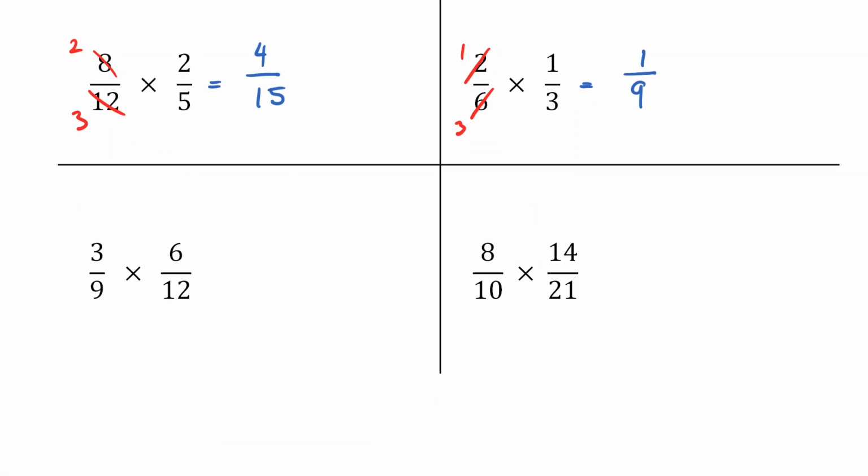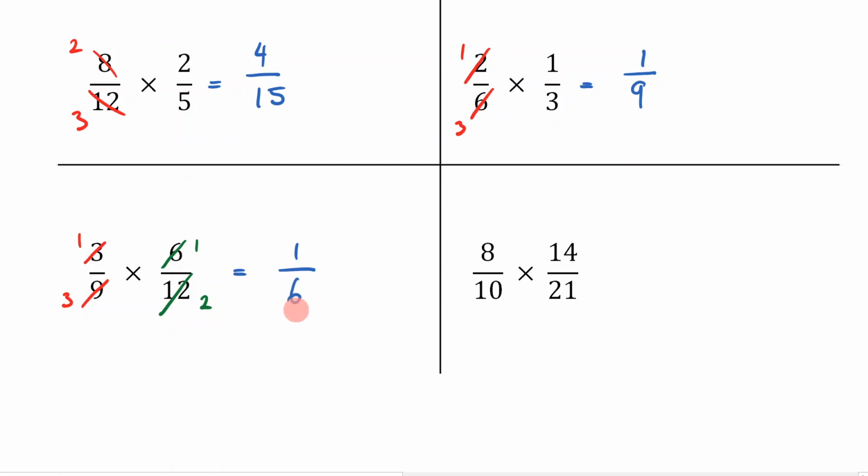Again, pause the video, do them yourself, and then play and see if you got it right. Well, I'm going to simplify 3 and 9. That works. 3 divided by 3 is 1. 9 divided by 3 is 3. And I can simplify 6 and 12 as well. That's allowed. Let's grab a new color here. 6 divided by 6 is 1. 12 divided by 6 is 2. So that means what I'm going to get here is 1 times 1 is 1. 3 times 2 is 6.